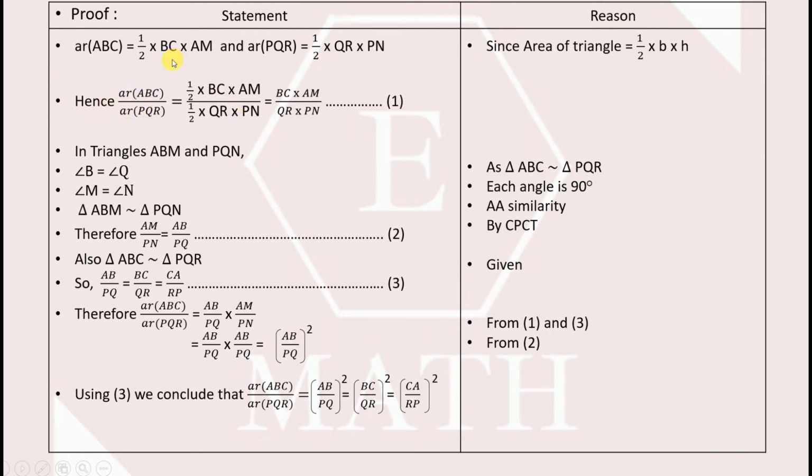this value divided by this value, and the half will get cancelled. The remaining term is just BC into AM divided by QR into PN. This is our equation number 1, right? Now in triangles ABM and PQN, if you consider the statements, what we can see is angle B is equal to angle Q. Similarly angle M is equal to angle N. See, angle B is equal to angle Q because these two triangles are similar. We are already given that in the question, right?